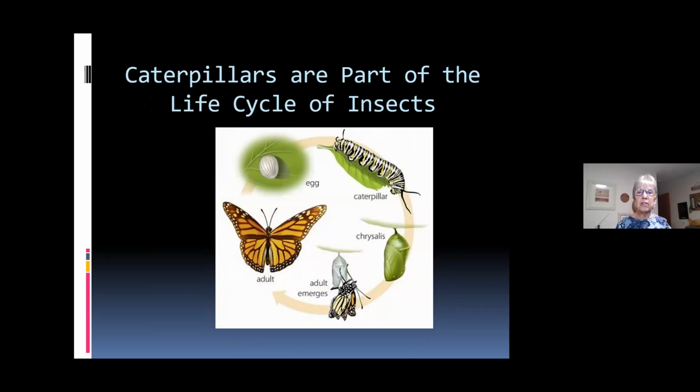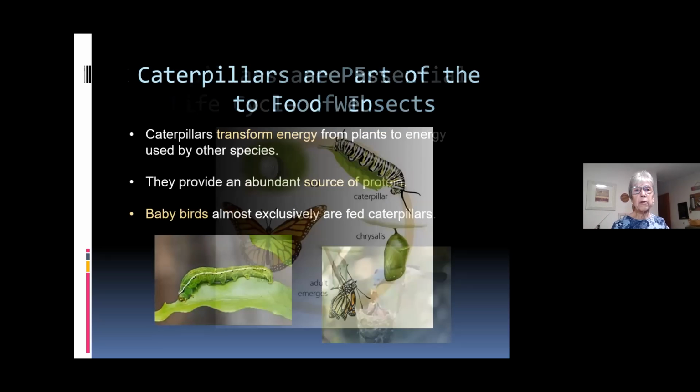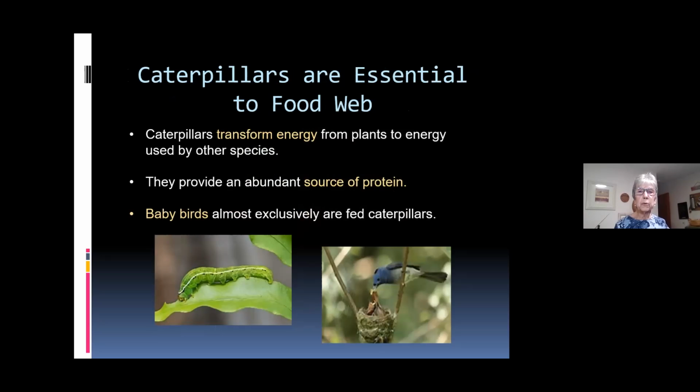And I'm just showing this one because we often don't think of caterpillars as an insect. But we have to remember it's part of the life cycle of a butterfly or a moth. So if I'm talking about caterpillars, in your head you can kind of say, oh yeah, butterflies. That's why they're important. They're important for other reasons, because they're essential to the food web. Caterpillars actually transform the energy in the plant to protein sources for other species.